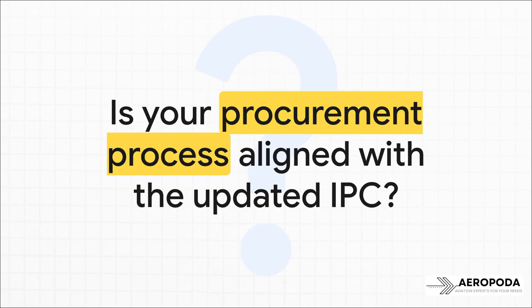So we'll leave you with this final thought. This directive fixes the immediate risk, which is great, but remember, the root cause was a documentation error. So the real question for every operator is this: are your internal processes, especially for parts procurement, truly robust enough to stay aligned with the updated IPC and prevent something like this from ever happening again?